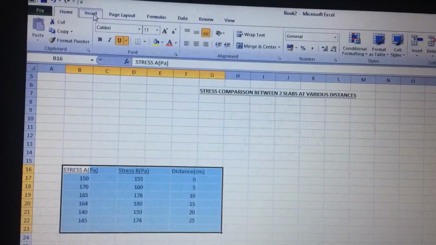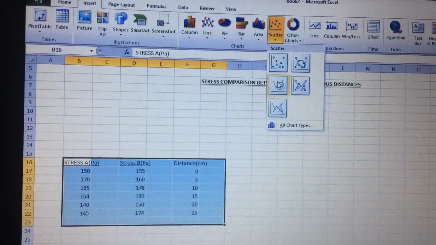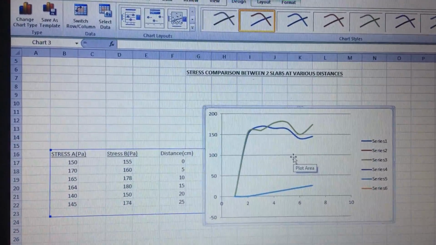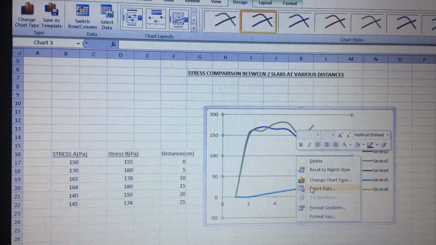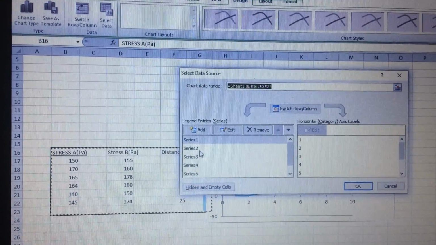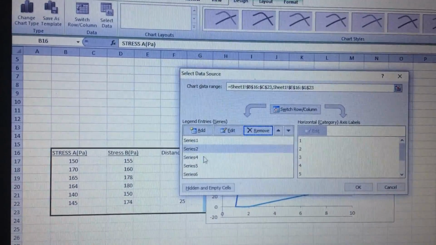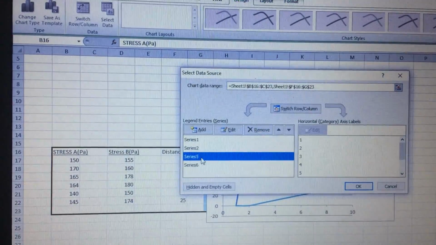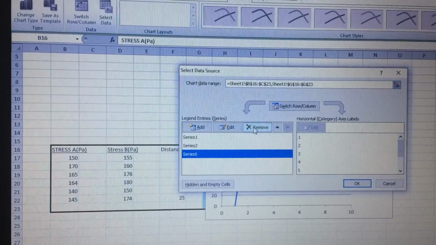Now let's go to insert and then scatter, then this option, that is scatter with smooth lines. So now this is not the exact graph we want, so we left click and then select data. Then we want two of our comparisons, right? Two series. So we remove the rest of them. We are concerned with only two bodies, right?